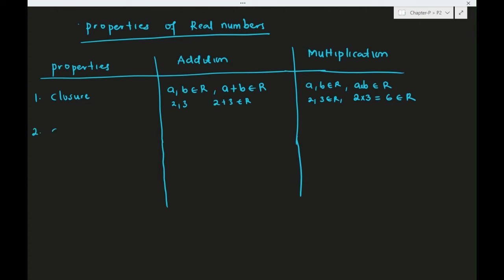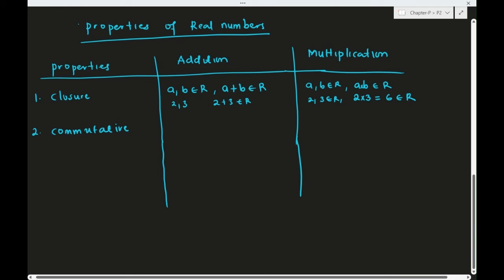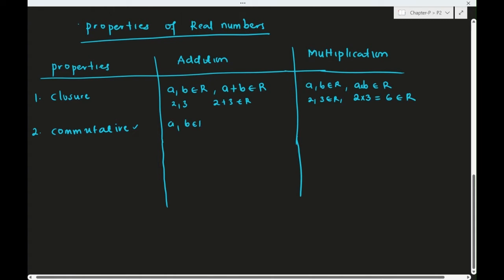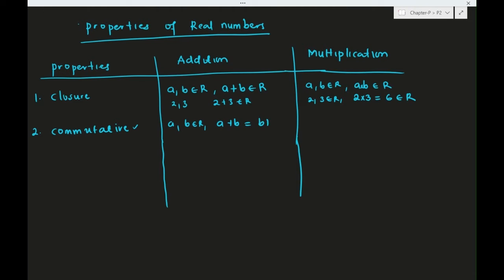Then the second one is what we call the commutative property. So commutative property, here we talk about the property, here we talk about the operation. So commutative under addition means if you take two real numbers, A plus B is the same thing as B plus A.